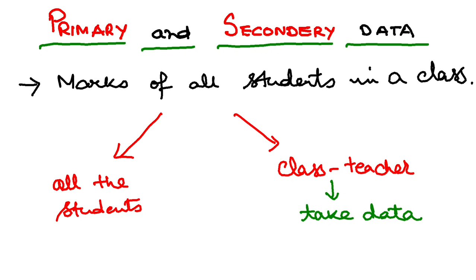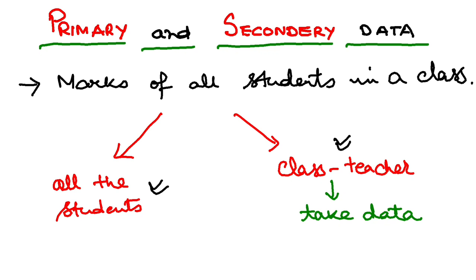So what happened in the first approach? In the first approach, you have collected the data yourself. You are the investigator and you have collected the data yourself. In the second case, you have not collected data yourself, but you have used the data collected by someone else, isn't it? And that is why the second type of data will be called secondary data.